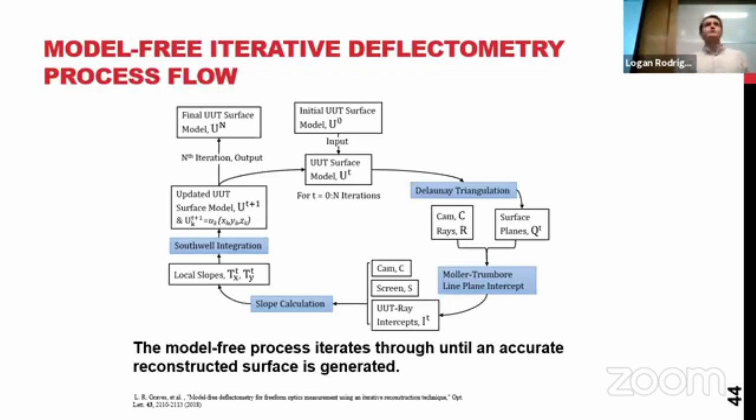This is something that's often used with video games. So you can imagine in some shooter video game, you want to point at something and shoot and know where it hit. Once we have those intercept locations on our model, we can take the camera, the screen, and the intercept locations. We calculate the slope with geometry again. We take the local slopes and we integrate it. In this case, we use something known as a Southwell integration, which is a modal integration.